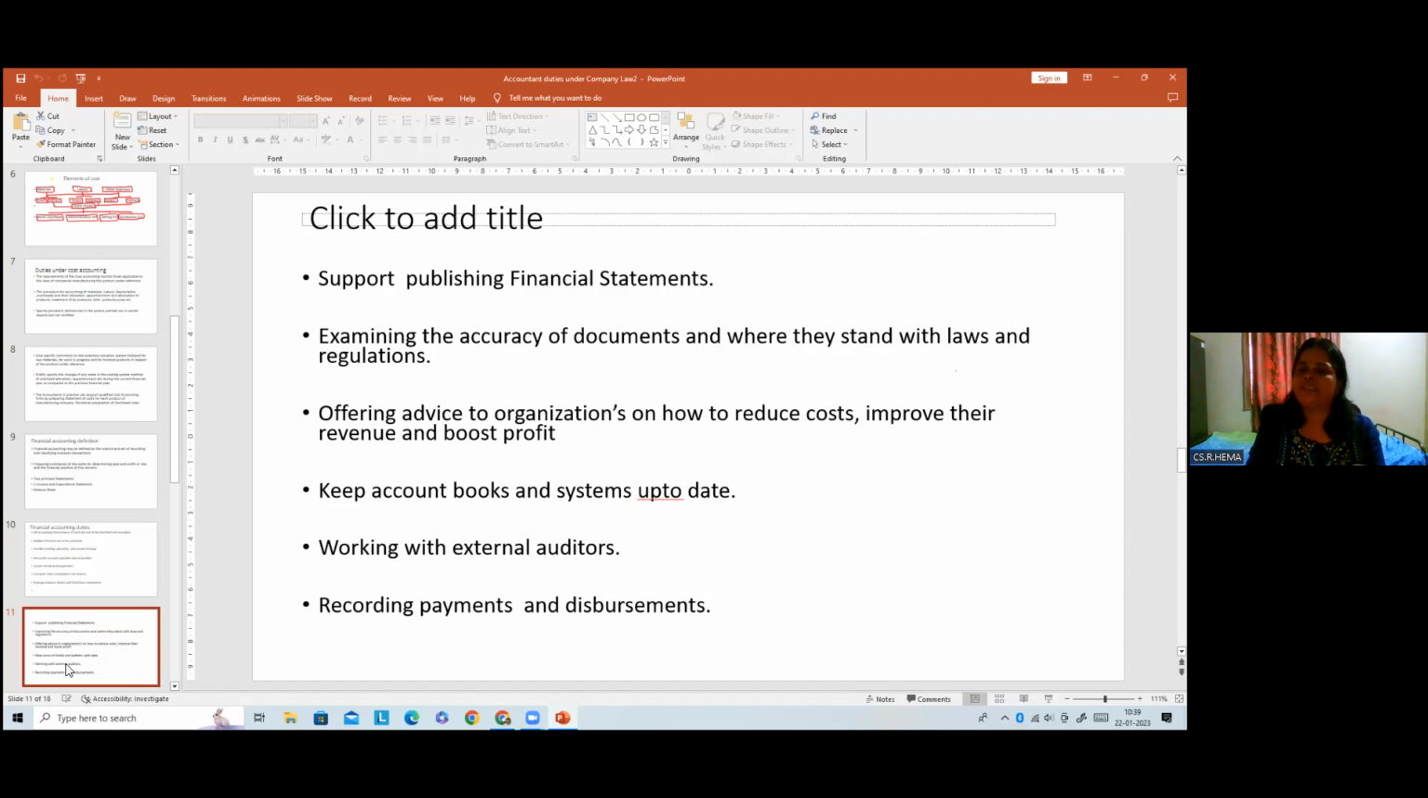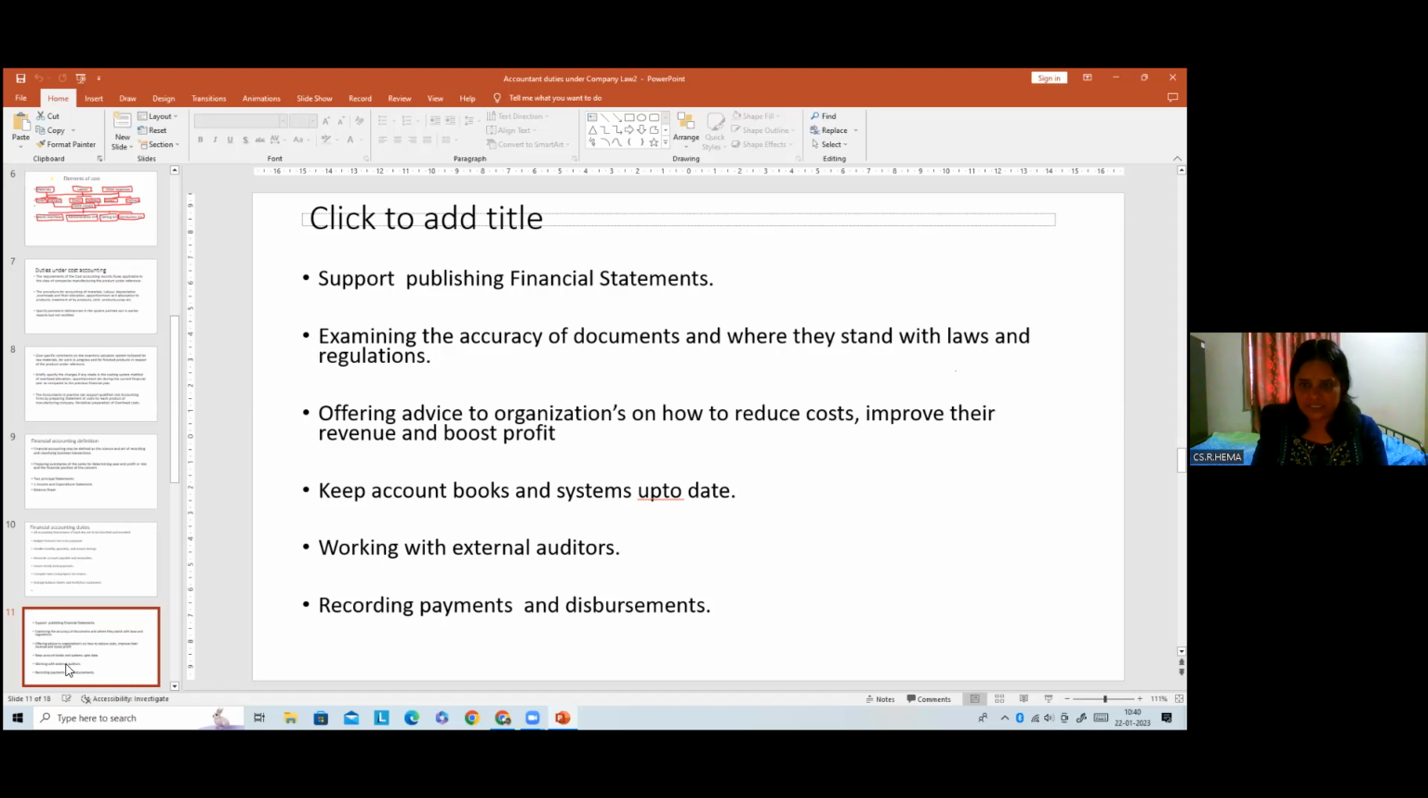Examining the accuracy of documents and where they stand with the laws and regulations. Though you're doing an accountant job, you should be perfect with the laws and regulations under which you're working. Even if it is an income tax law, indirect tax law, GST law, or any other law, you have to do it procedurally. For example, under GST, you have to see current notifications, because if you are filing a return related to your product that needs the latest notification, and you didn't see the notification and file the return, then it will be obsolete and you will have to pay a penalty. You have to update yourself with the laws and regulations. Then only you can work under these topics.